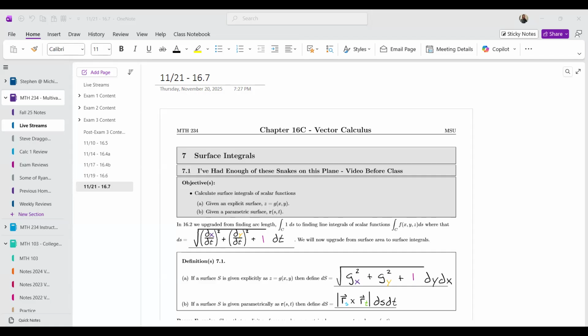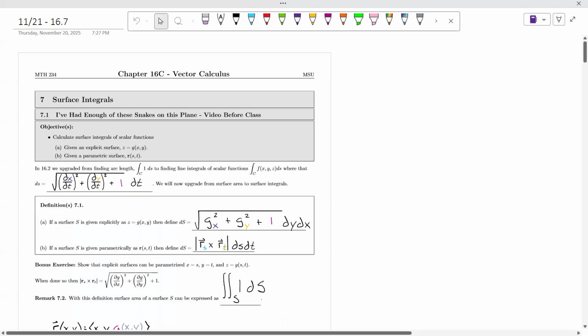And up today, what are we doing? We've got surface integrals. So we're upgrading surface area into surface integrals, sort of the same way that we upgraded arc length into line integrals. It'll be that same way.